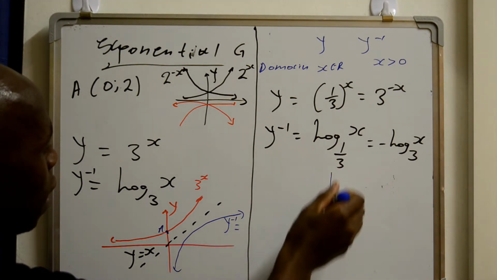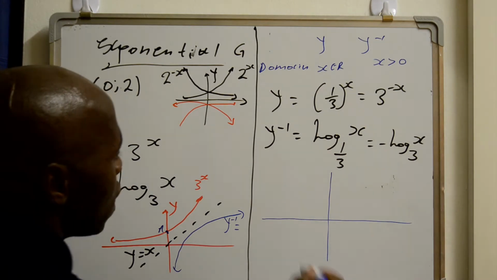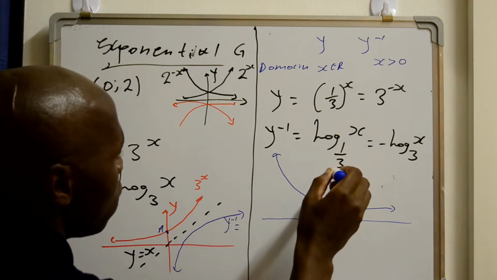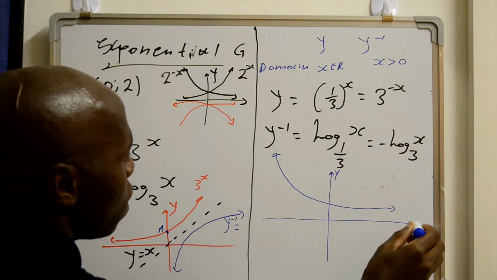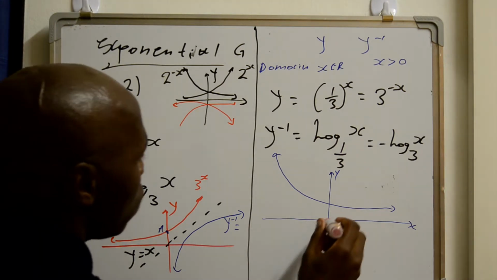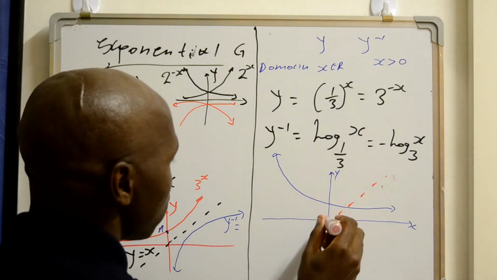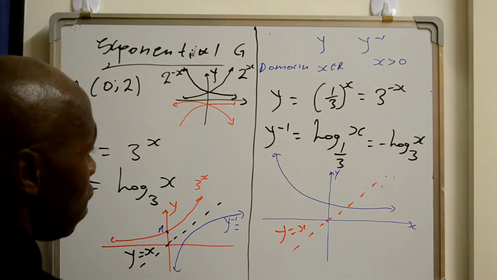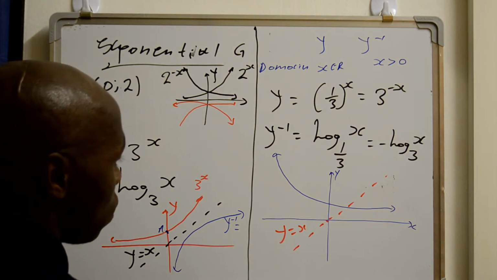Phinda uzosketcha la graph still nalapha sketch graph yakho. We know was is less than 1, so this will be the shape. Then from this shape, this is your y, this is your x. Then sifuna mirror yethu pha, mirror yethu from y equal to x, siyayibeka pha, y equal to x. Then from that line, sisketche pha inverse yethu.